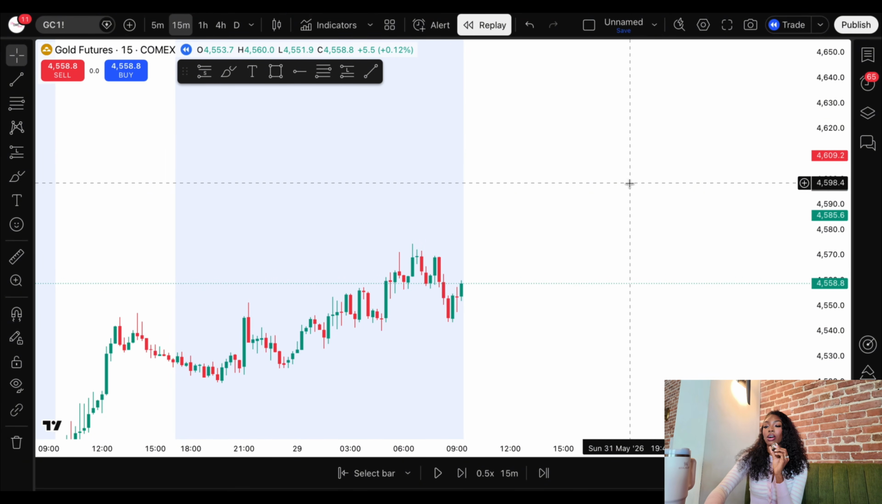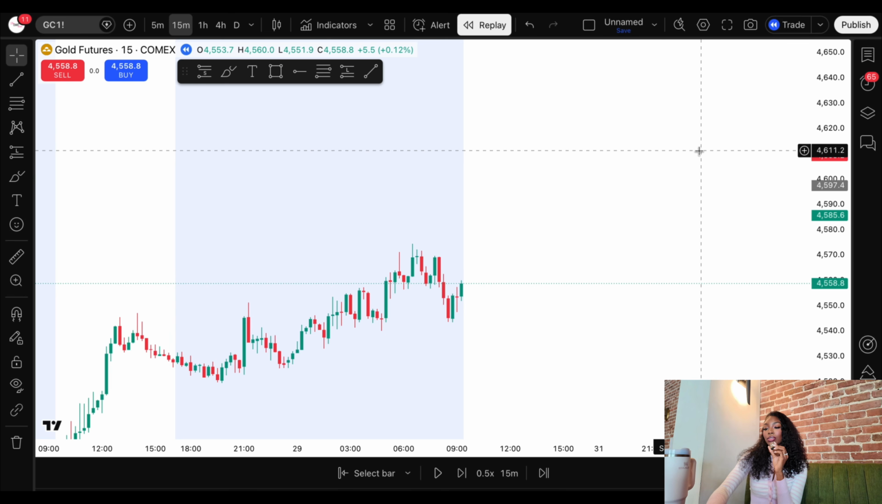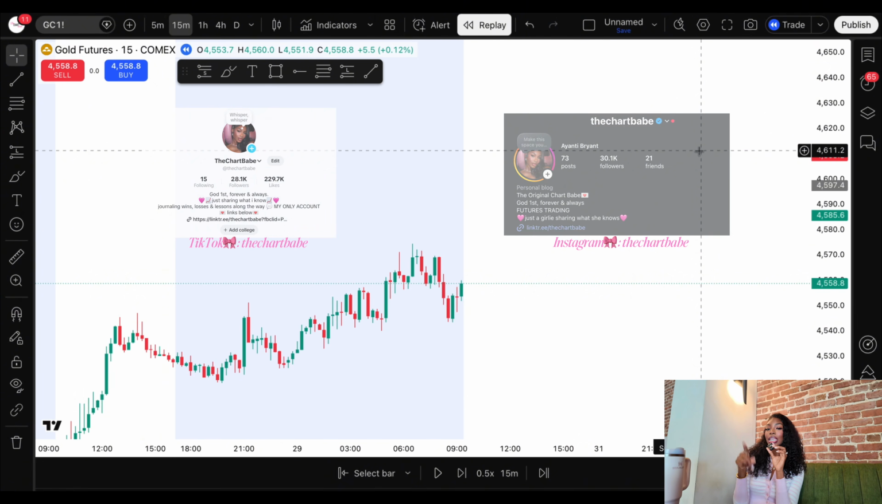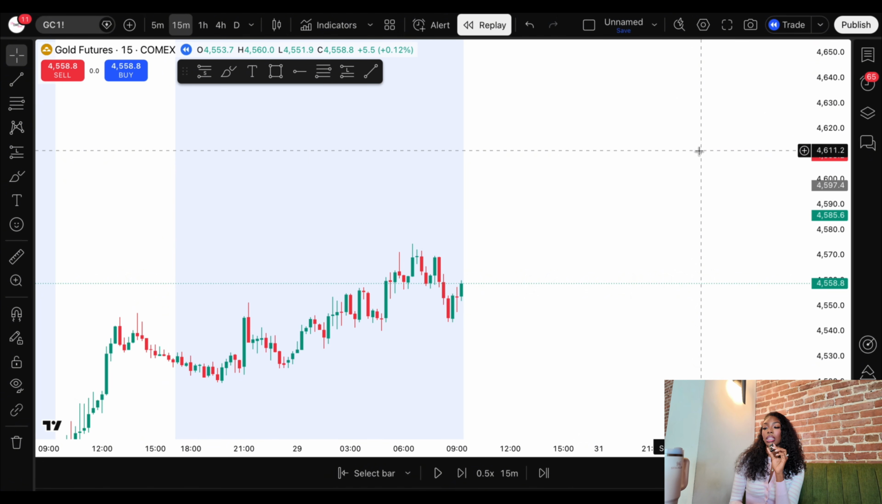So let's start off with gold. Gold has been moving absolutely gracefully these days. I've been loving gold. If y'all follow my socials, which I'm pinging right here on the screen, y'all see that I've been taking gold pretty recently, simply because NQ has been very manipulative lately, and I just wasn't really a fan of the price action when you have another asset that is moving like everything you want.